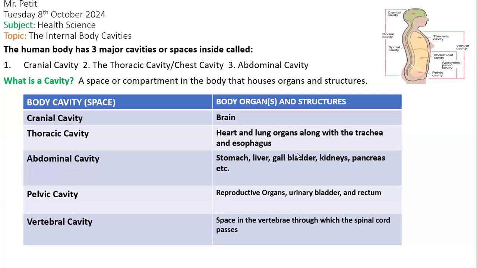Kyla, tell me the three major body cavities, please. The cranial, thoracic, and abdominal cavity. Kylie, what are the organs that are a part of the abdominal cavity? Stomach, liver, bladder, kidneys, and pancreas. Thank you.